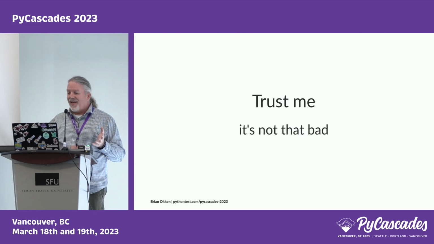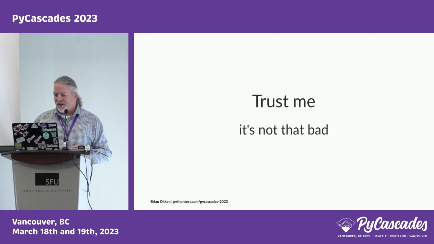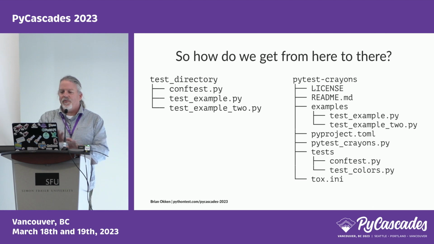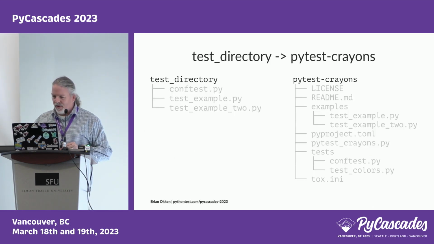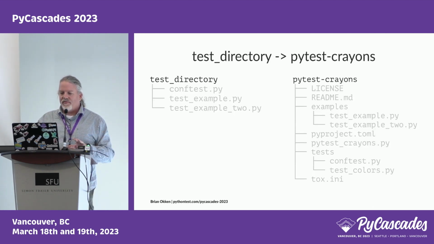So it's not actually that bad if we walk through the steps. So how do we get from here to there? Well, let's go through everything. First off, I'm just going to rename the directory name. It's really going to be a plugin, and we're going to call it pytest-crayons. Pytest plugins are usually pytest-something. They could be named anything, but that's a tradition, and I'll stick with it for now.